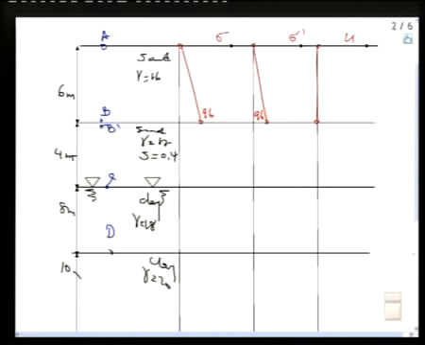Take care. Be careful. Okay? So we have 96, 96, 0. Okay? Now, this is at point B. This is at point B.